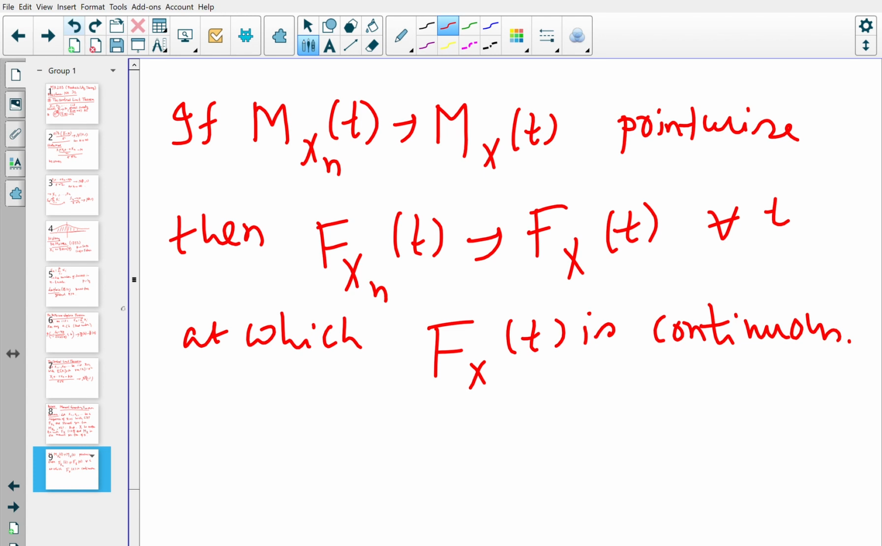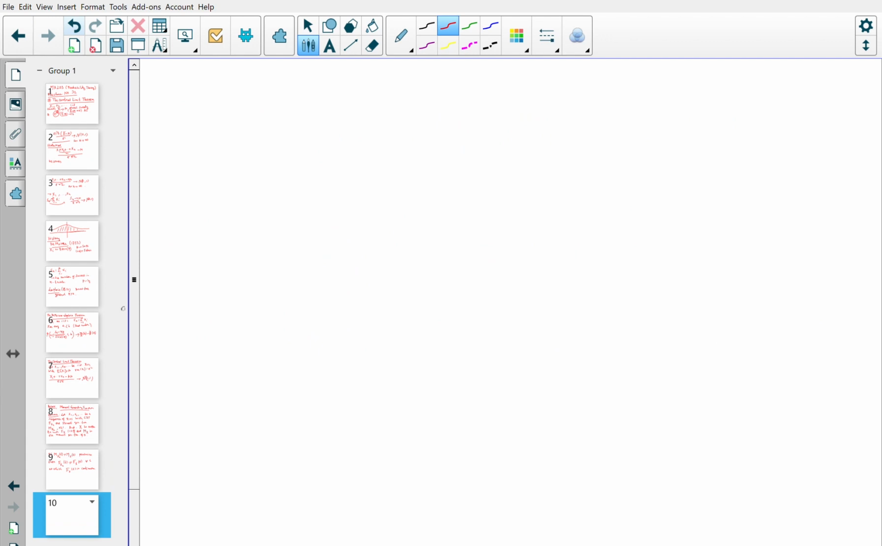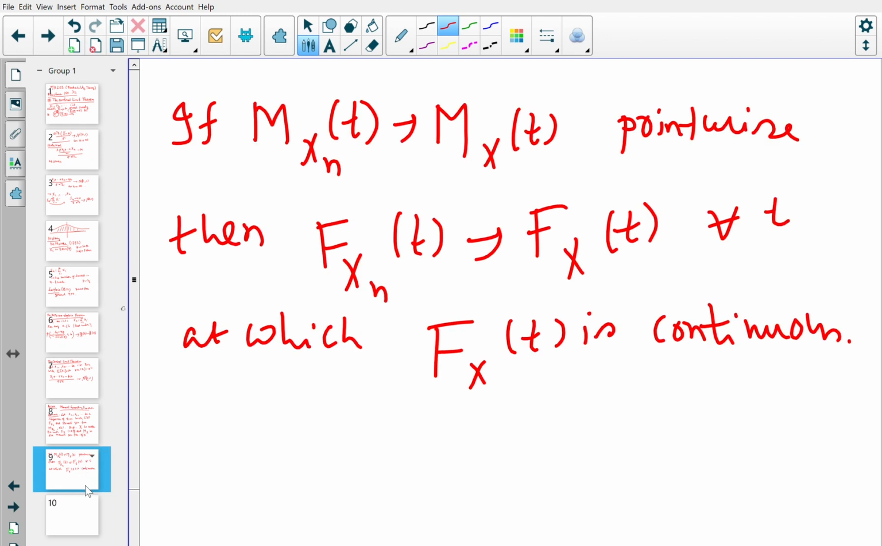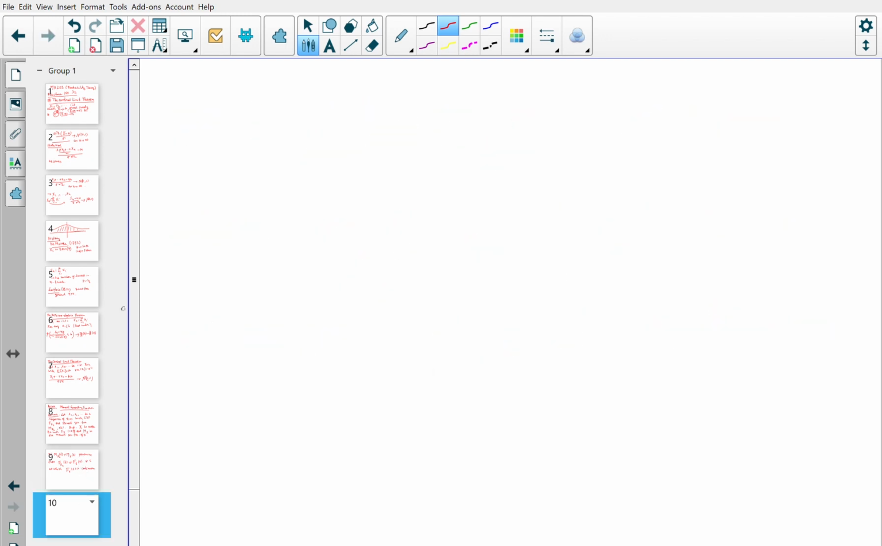1 minute. Okay, so I have deleted one page. Okay, again I need to write down again because I have deleted one page. This is a proof of central limit theorem.